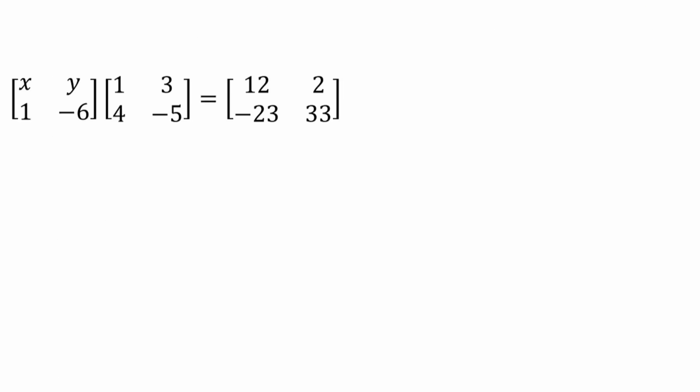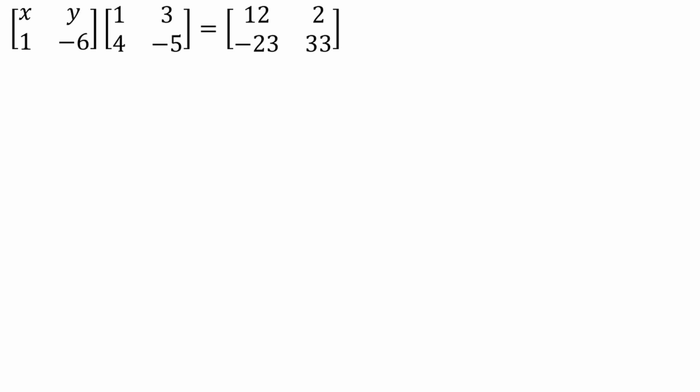Let's try a slightly different problem involving matrix multiplication. Say we have the matrix x, y, 1, negative 6, which is being multiplied by the matrix 1, 3, 4, negative 5, which is equal to 12, 2, negative 23, 33. And we want to solve for x and y. Let's perform the matrix multiplication on the left-hand side. Since we are multiplying two 2 by 2 matrices, the result will also be a 2 by 2 matrix.